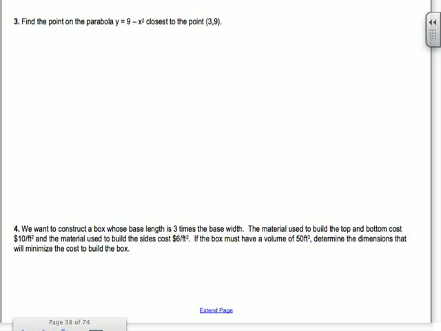Okay, number 3: find the point on the parabola y equals 9 minus x squared closest to the point (3, 9). I know what 9 minus x squared looks like. I'm going to go up to 9. I can also tell easily where the x-intercepts are. Can you tell where they are without graphing it? What makes y equal to 0? 3 and negative 3. So here's what my parabola looks like. And here's the point (3, 9).